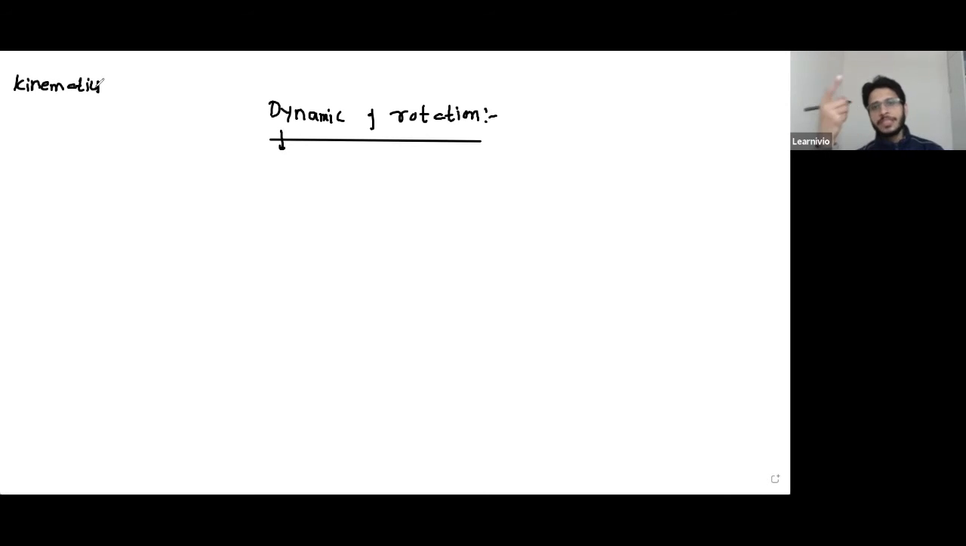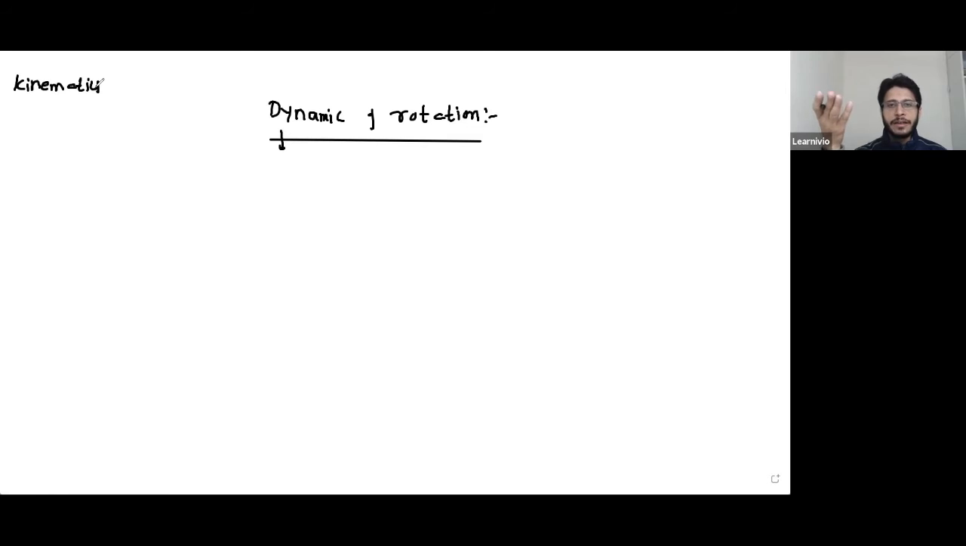The next thing is dynamics of rotation. By the way, what is the difference between kinematics and dynamics? Dynamics is with force, and kinematics without force. That's true in straight line motion. Basically, kinematics means study of motion without considering its cause. Studying motion means you will study displacement, angular displacement in rotation, linear displacement in straight line motion. You will study linear velocity and angular velocity. You will study acceleration, but you will not study the cause of that velocity.